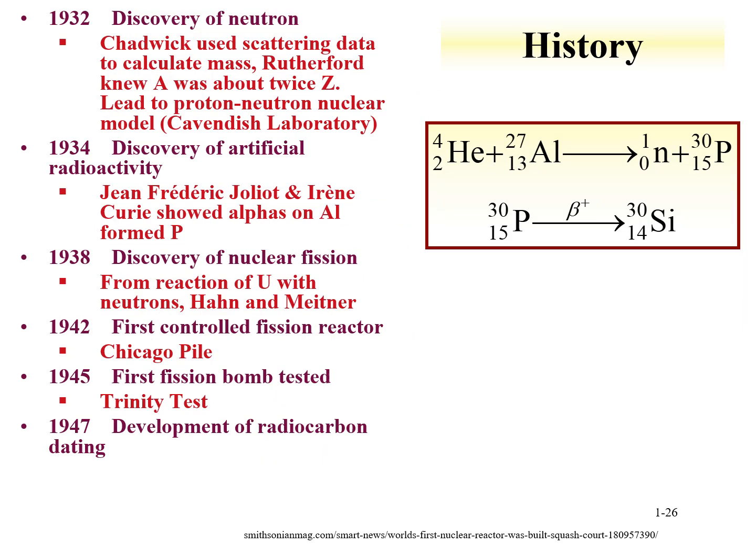In 1932, the neutron was discovered by Chadwick, and he used some scattering data to calculate the mass. This led to a proton-neutron nuclear model. Again, this is all at the Cavendish Laboratory. 1934, discovery of artificial radioactivity, the Joliots and the Curies. Again, child of Pierre and Marie Curie, getting involved in the same sort of research.